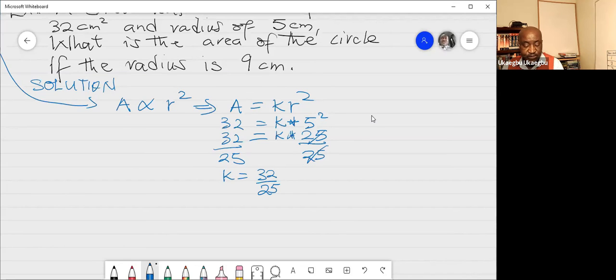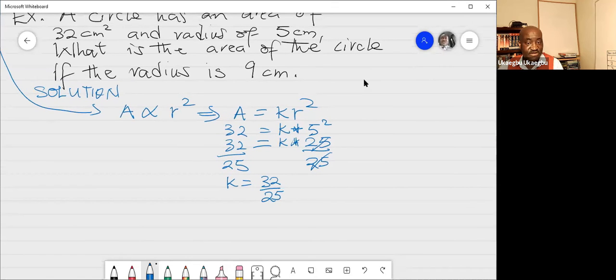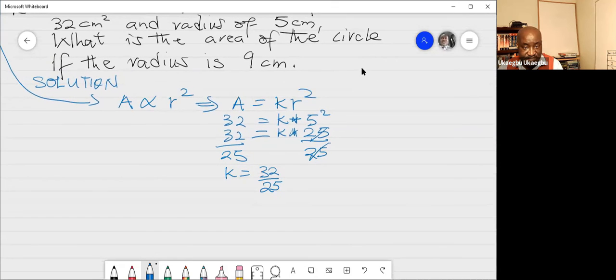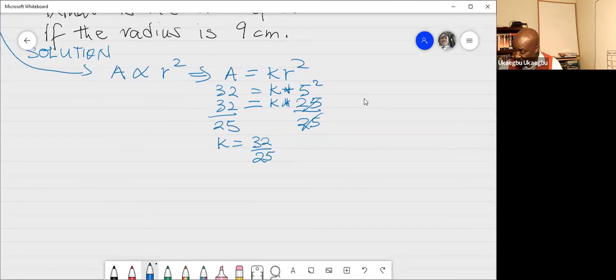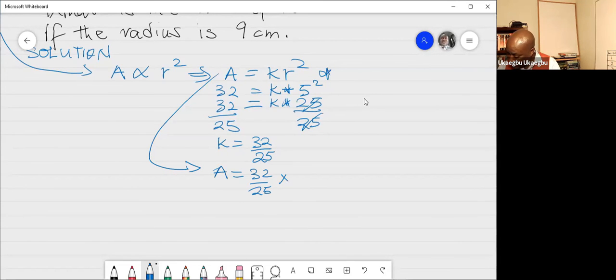All right, but let's not waste the time. Now let's find the area of the circle if the radius is 9 centimeters. So now we have found K. The area is equal to, then we go back to this formula, 32 over 25 multiplied by the radius, which is 9. So we write 9 squared.